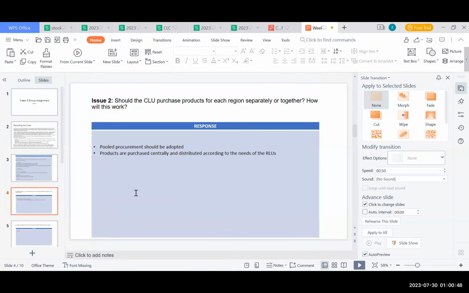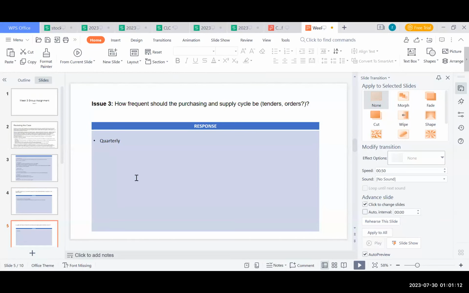And then the second issue, which is whether the purchase of products for each region should be done separately or together. We agree that it should be a pool procurement. That is, the central logistics unit will aggregate all that is needed by the different RLUs and then undergo the procurement process. So we also agreed on issue 3 on the frequency of the purchasing and supply. We chose quarterly because that will prevent out of stocks at the different service points of the regional logistics units.